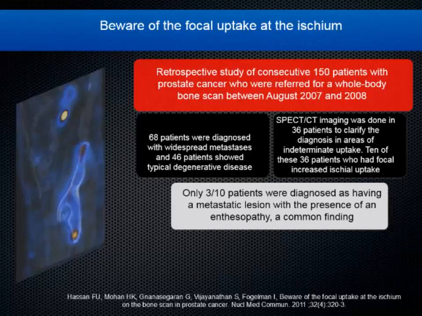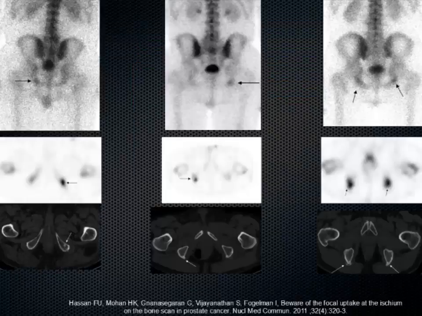Suspicious means they get investigated further. But with SPECT CT, only 3 out of the 10 were diagnosed to have metastatic lesions, and 7 of them had degenerative disease. And this is how it looks. There's a focal uptake there. What are you going to say? Nothing elsewhere in the body. There's a focal uptake there. How would we have called it?